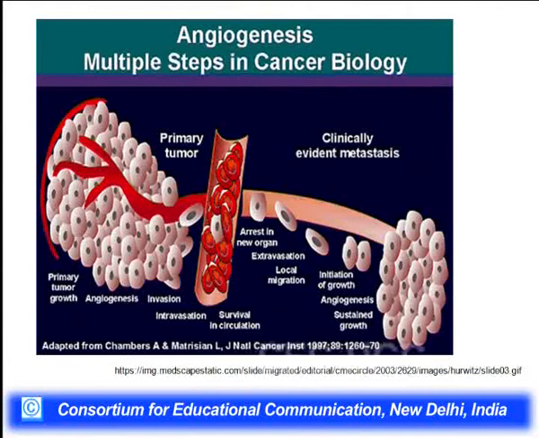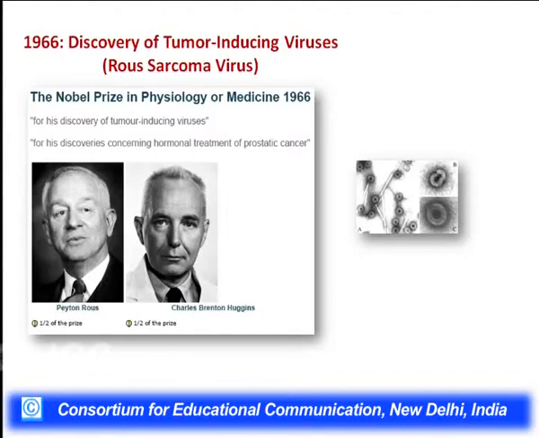Now, as we discussed in oncogenesis, there are certain tumor viruses which transfer tumor genes into the genome. For this pioneering work, one of the scientists, Peyton Rous, was awarded the Nobel Prize in the year 1966 for the discovery of tumor-inducing viruses. He discovered a virus which was named Rous sarcoma virus, which is a tumor-inducing virus.